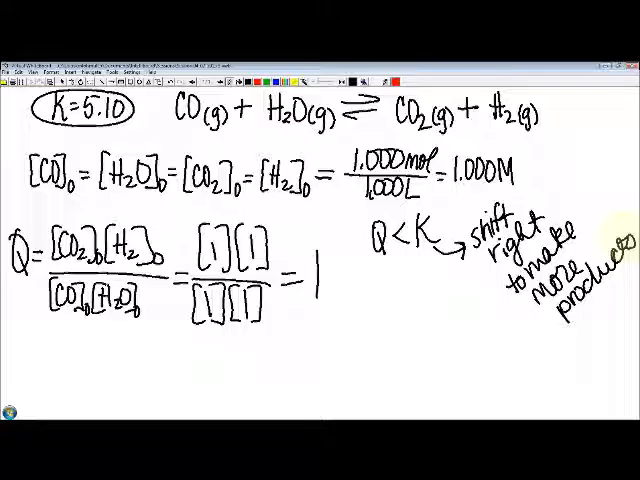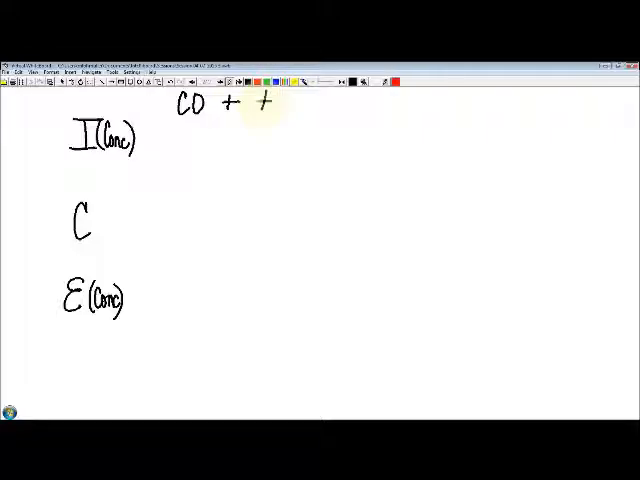Next we need to set up our ICE chart. I stands for initial, C stands for change, and E stands for equilibrium concentration. We have to do this for each part of the reaction, so I had to rewrite my reaction up above.